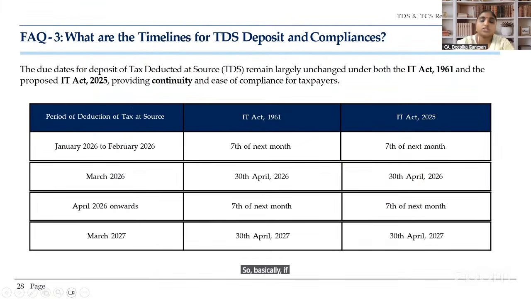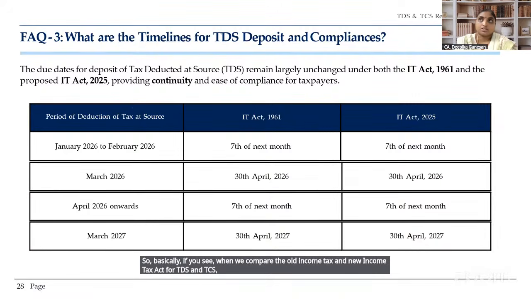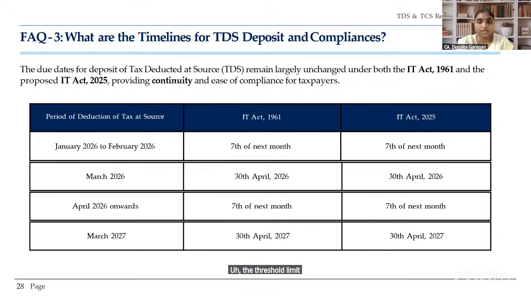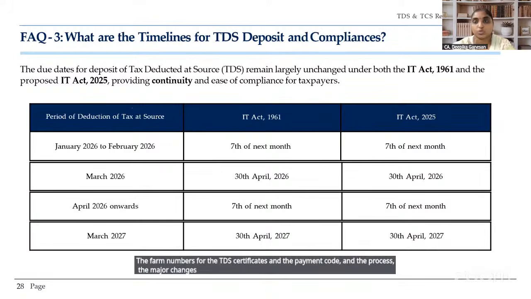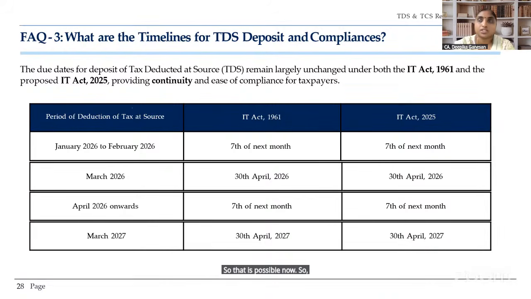Basically, when we compare the old Income Tax Act and the new Income Tax Act for TDS and TCS, the threshold limit, the TDS rate, the due date and all remain the same. What has changed is the sections, the return, the form numbers for the TDS certificates, the payment code and the process. The major change: earlier we had multiple challans, now we have a single challan. So there is a little time saving. It is actually much more user friendly now. So these are the changes.